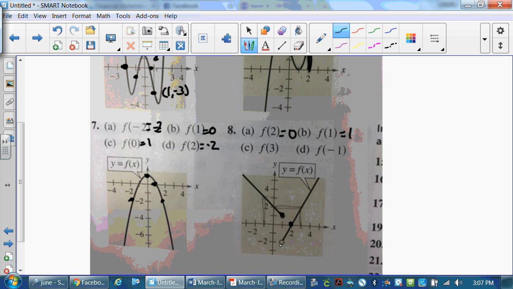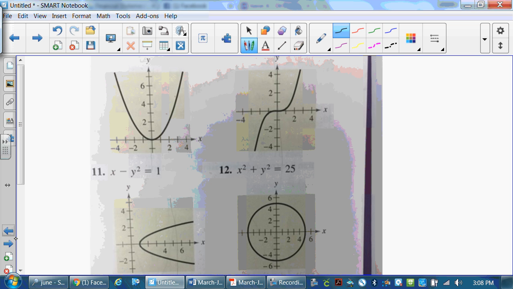Some people asked me today about this point down here. It's not 1. It's close to 1, but it doesn't start until you're just past 1. At 1, you're here. And then just past 1, you pick up over in this graph. F of 3 looks to be 2, and F of negative 1 looks to be 3. All right, that's through 8.